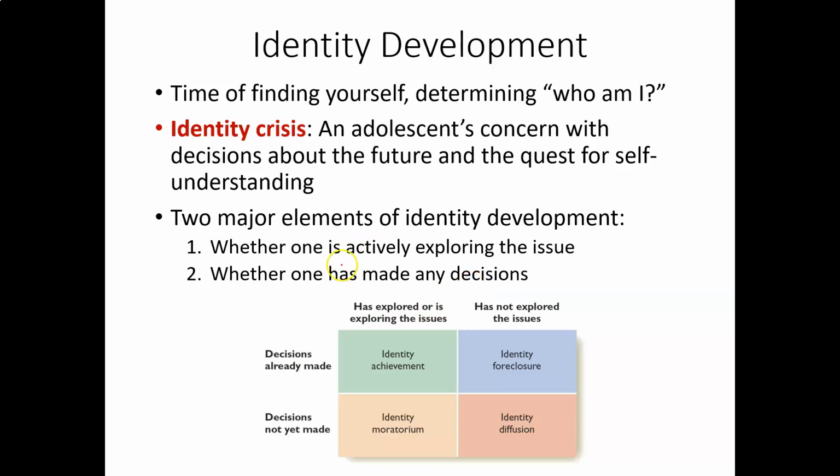And so based on these two major elements, we can come up with four different categories of identity development: whether they've explored the issues or not, whether decisions have been made or not. And so we can combine these to form four different categories. So identity achievement is where we want all adolescents to be, where they've explored issues, or they're currently exploring the issues, and as a result have made decisions about their identity and figured out who they are.